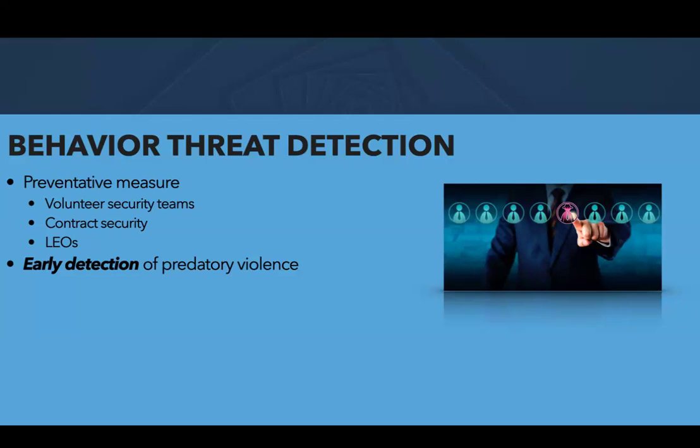So these are all issues that, even in behavior threat detection, are a problem. And we'll get into that later on, why validation is so important for what we're looking at. Now, this can be used, and mostly we use this with volunteer security teams. If you're using a contract security organization and you have this in place, maybe they get the training, maybe they don't. There are a lot of factors involved with that.